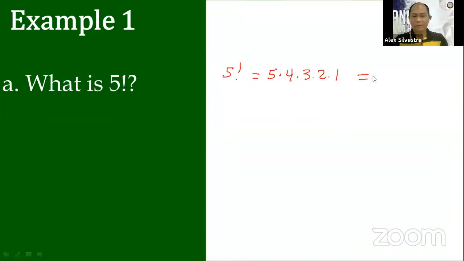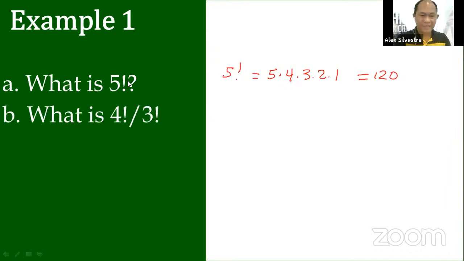Now, so the answer of your classmate here will be equal to 120. So just multiply 5 times 4 times 3 times 2 times 1. That is what is meant by this symbol, which represents our factorial notation.